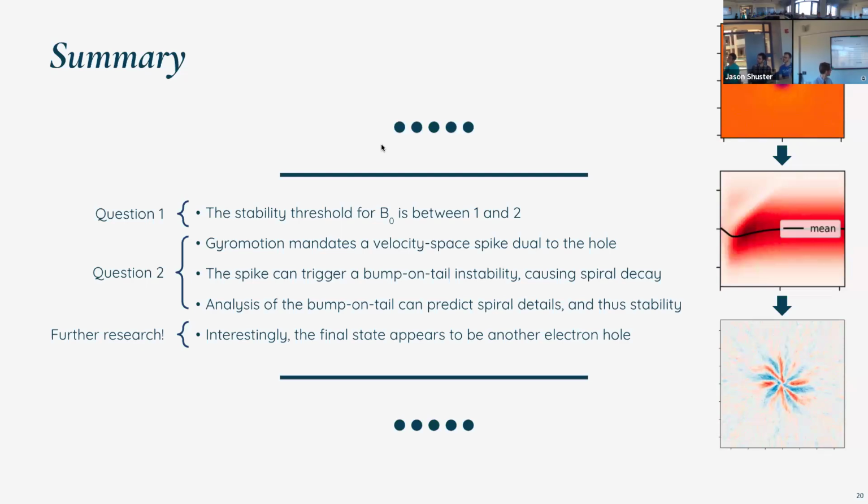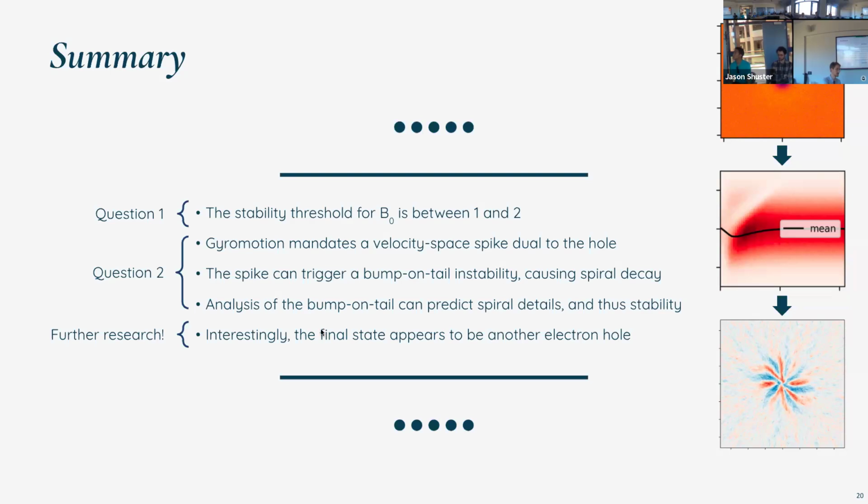So that is a summary of our research. Basically, we found the stability threshold. We found that if you have a hole, and the magnetic field is weak enough, then you need to have this kind of spike. And if you have this kind of spike, that's a bump-on-tail instability, and you get these spirals forming, and then it decays.